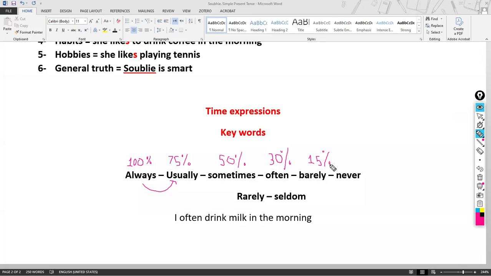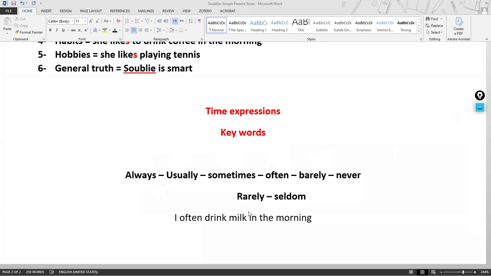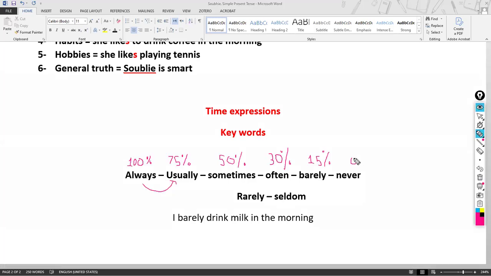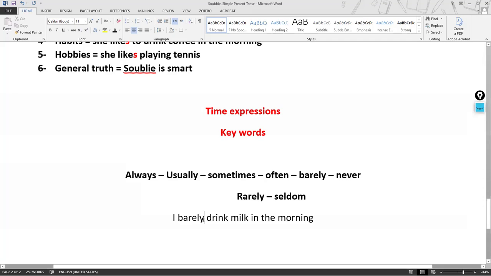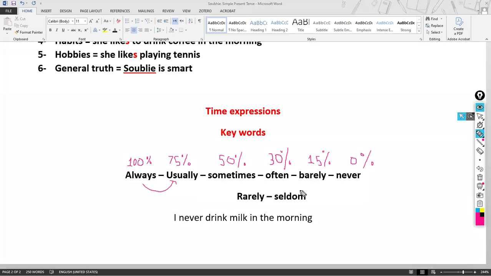Now, if you want to say, Subhi, I barely drink milk in the morning, maybe you drink milk in the morning only one day. Barely. Now, the final one is never, never is 0%. If you want to say, I never drink milk in the morning, you don't drink milk at all. Okay, Subhi?